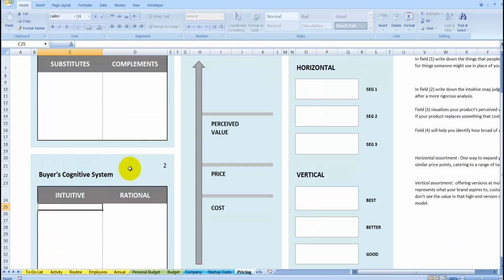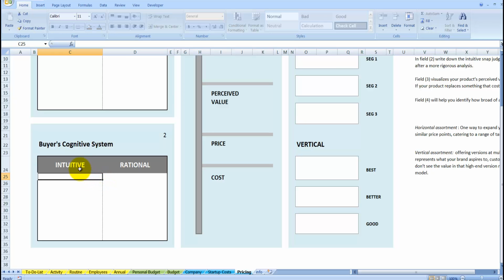Let's go to box number 2 here, and here we have a table with 2 rows. First of all we have intuitive and rational. For box number 2, the feedback you get from the customers is very crucial, and this is where you would enter that information. In the first box you would enter what your customers or future customers think when they first have a look at your product. Do they think it's high quality? Do they think it's low quality? Do they think it's very cheap? Do they think it's very expensive? Do they like it? Do they not like it? Is there something they would like to change, and stuff like that?